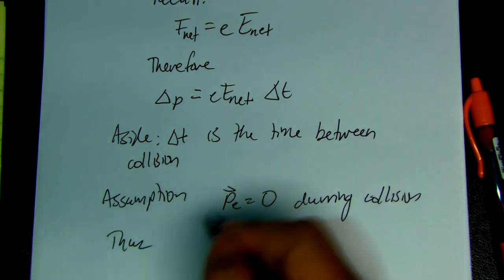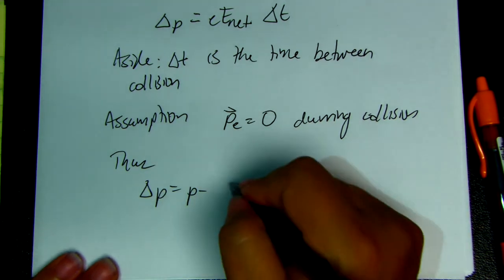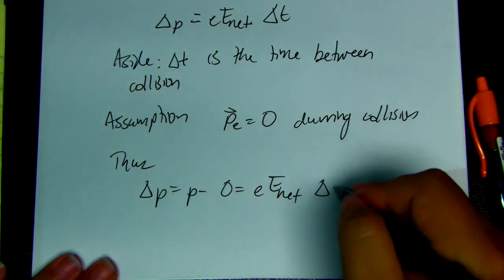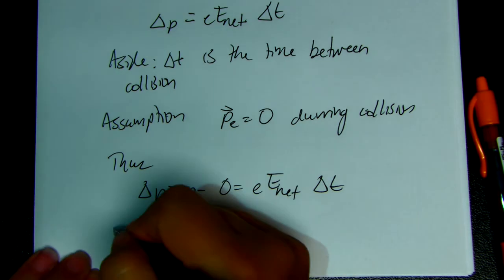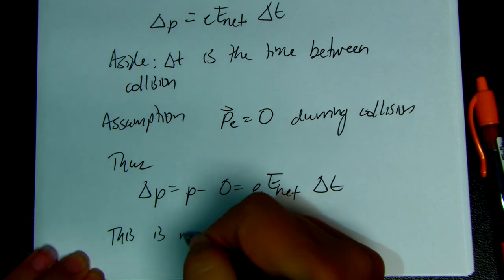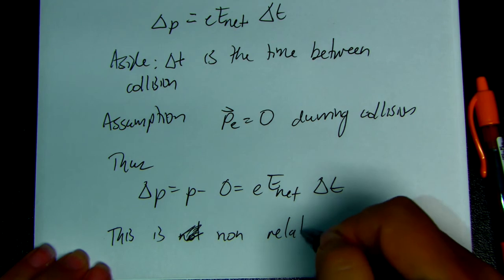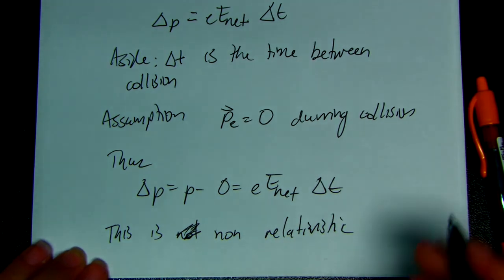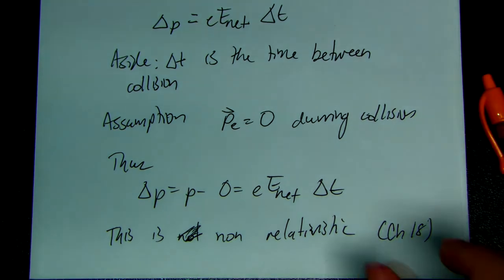And thus, delta P is equal to P minus 0, which is equal to E net delta T. We're also making another assumption that we will show later is reasonable: this is non-relativistic. The answer for why we can assume this comes in chapter 18, so be curious and know that it's coming.